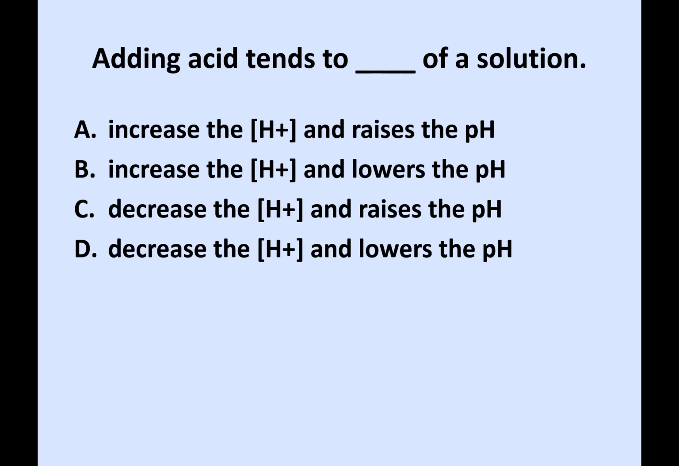All right. The first question is adding acid tends to blank of a solution. So take a second, figure it out, pause the video. So adding acid tends to, we know it increases the hydrogen ion concentration. That's the definition of an acid. But then the trick here is, remember, it lowers the pH value. So the more acidic, the smaller the pH value. Just look back at your pH scale.